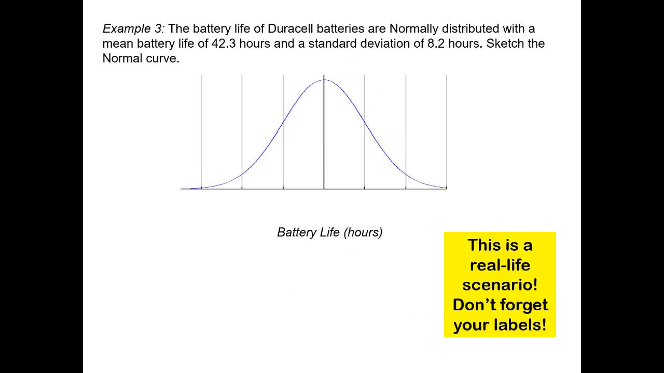Third example is we have the battery life of Duracell batteries that are normally distributed with a mean battery life of 42.3 hours and a standard deviation of 8.2 hours. And we want to sketch the normal curve. Now, in this case, we're sketching a normal curve with context, so we need to make sure we label our axis. So we're talking about battery life in hours. Our center will be 42.3, and we'll go 3 standard deviations to the right and 3 standard deviations to the left.